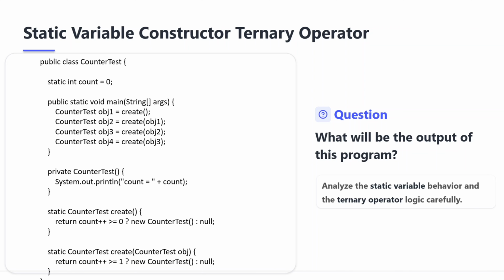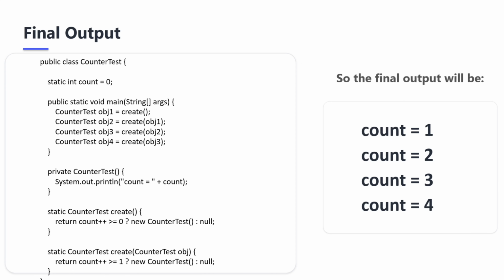In the second call, create obj1, the condition is count++ >= 1. Now the count is already 1. So 1 is greater than or equal to 1. It is true, the object is created. After that, count becomes 2 and the constructor will print count = 2. In the third call, create obj2, again the condition will be checked, count++ >= 1. Now the value is 2. 2 is greater than or equal to 1. Yes, the object is created and count becomes 3, and then the constructor will print count = 3.